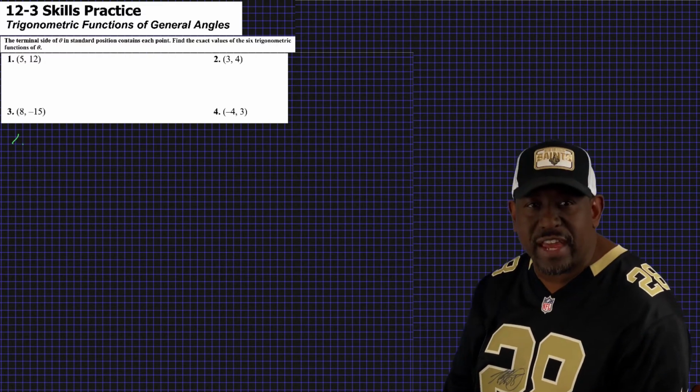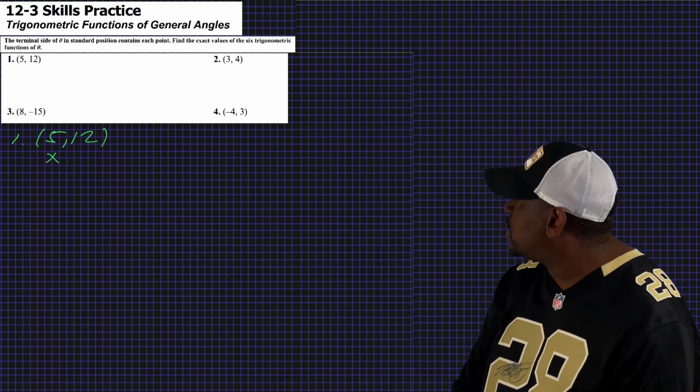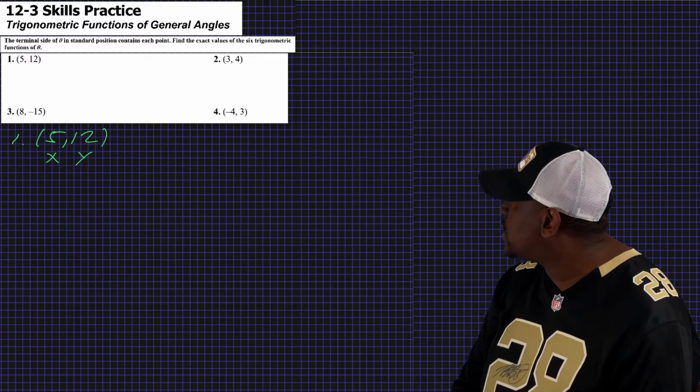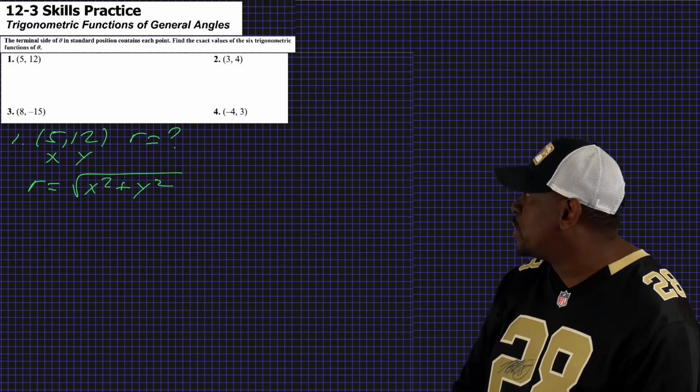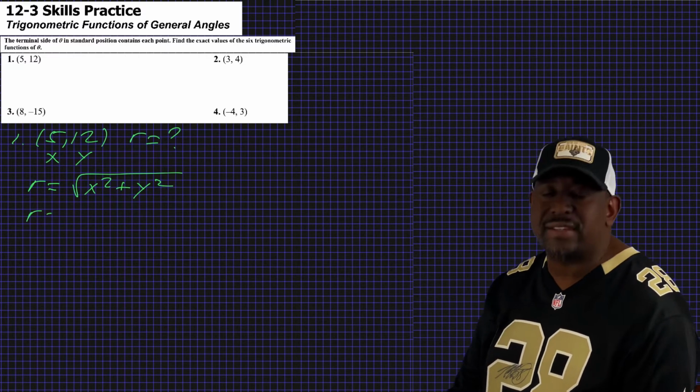So we're given our coordinates, x, y, in ordered pair form, and we're given the terminal side, which contains a point, and we're going to find the exact values of the 6 trigonometric functions of theta. So we label x and y. We have to find r, because in order to get trig, you have to have x, y, and r. We solve for r because it's the hypotenuse of our vertical and horizontal sides, which are x and y.